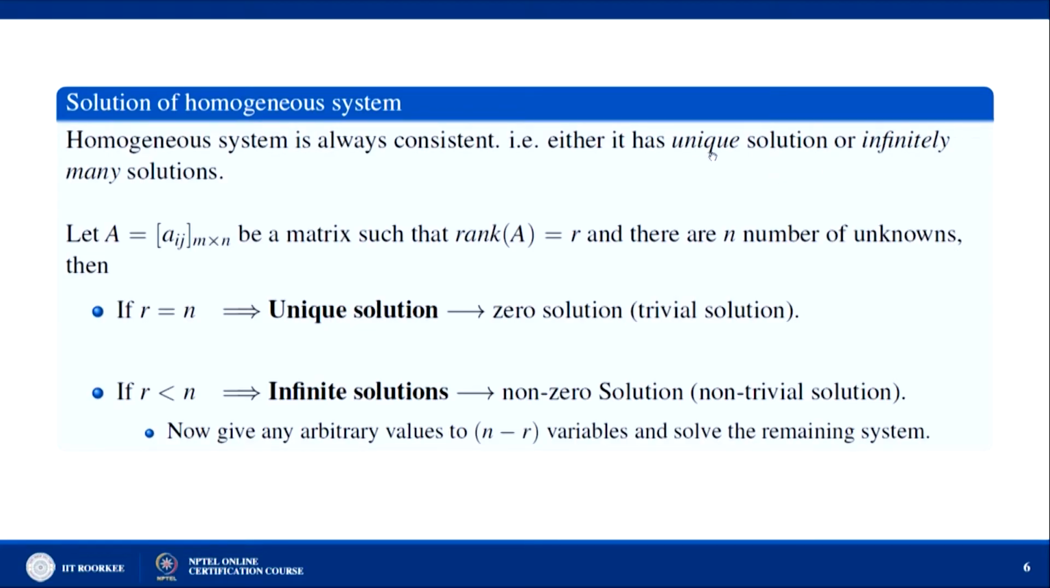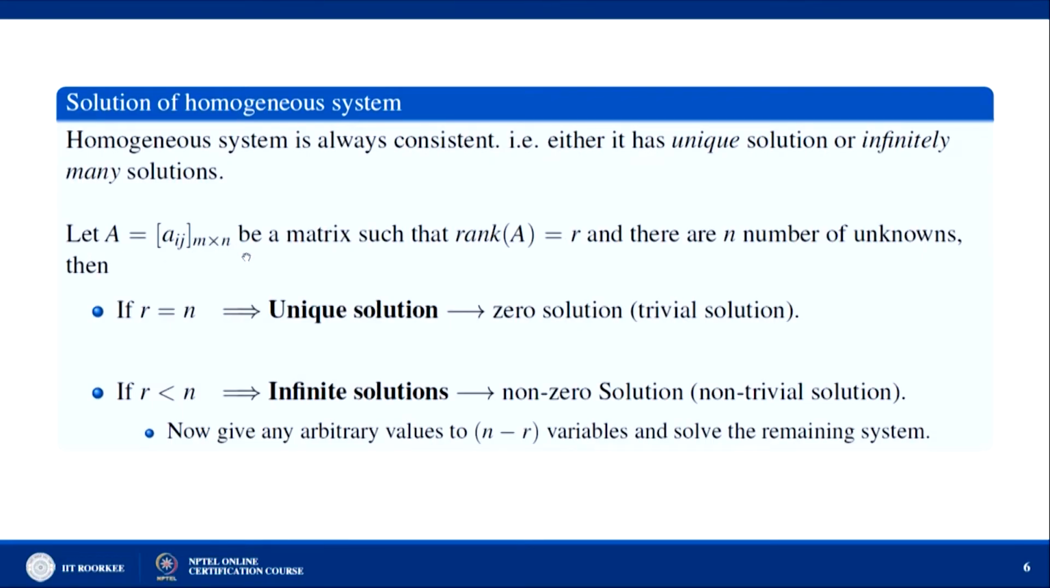The unique solution is also called the trivial solution, which is the zero solution, x equal to 0, all xi's are 0, and the infinitely many solutions case is also called the non-trivial solution, where some xi may not be 0. Now how can we find out whether the system has a unique solution or infinitely many solutions? So now we can use the concept of rank.